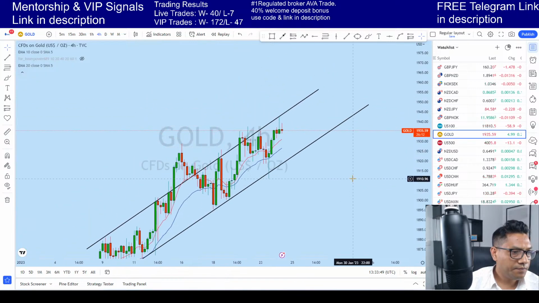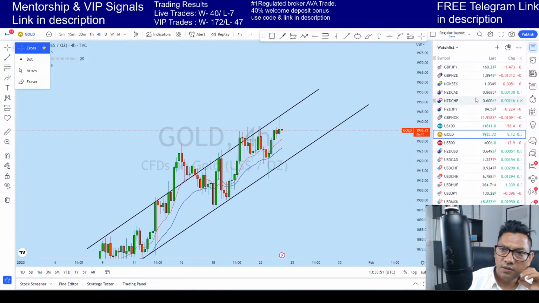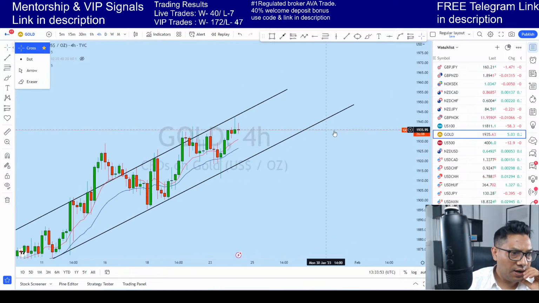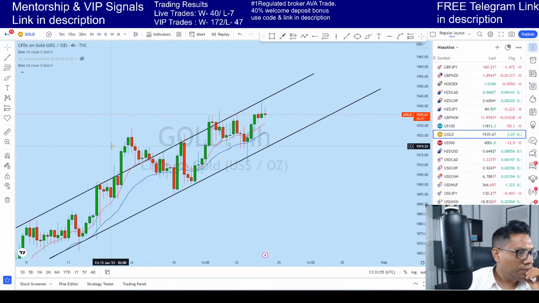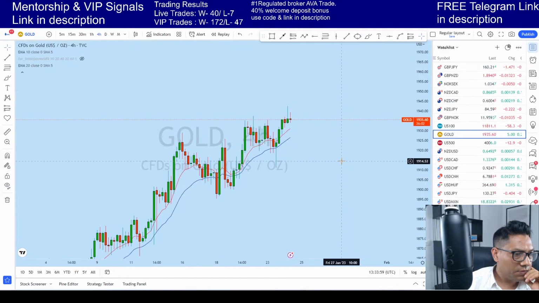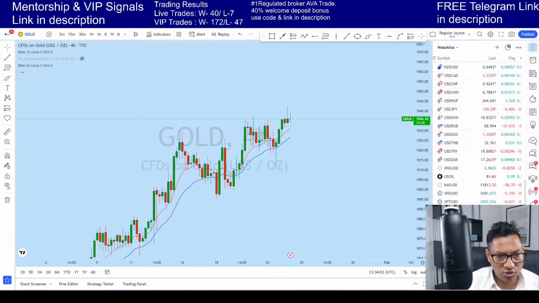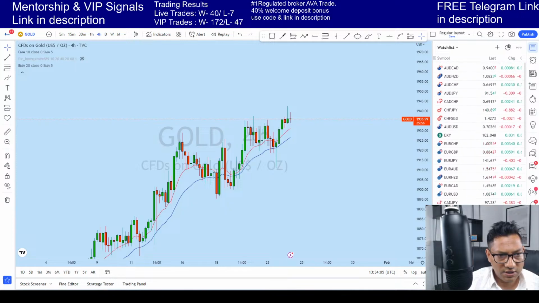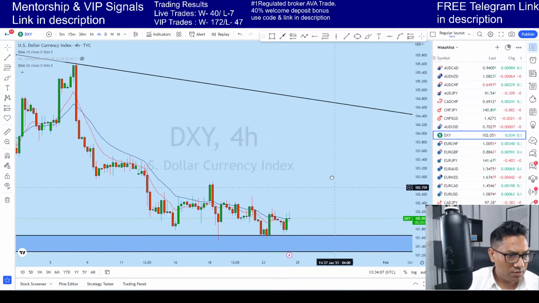Okay, so let's see what happened, but I think gold might have a drop if DXY is getting stronger. Then we might see this price move in that way.